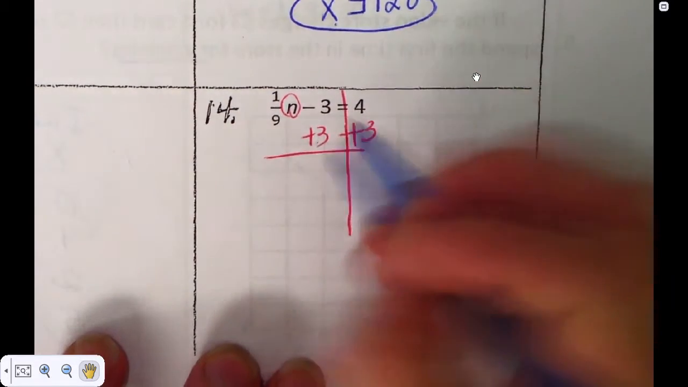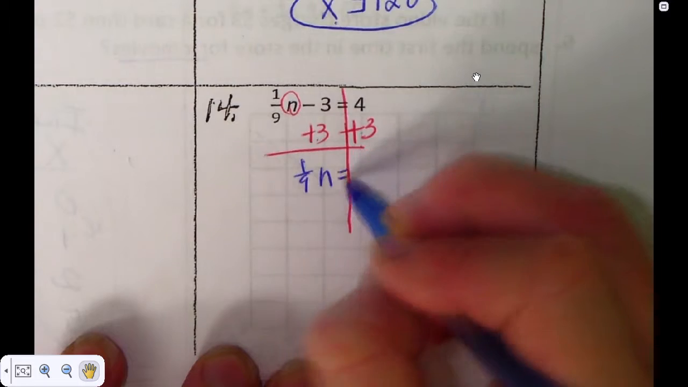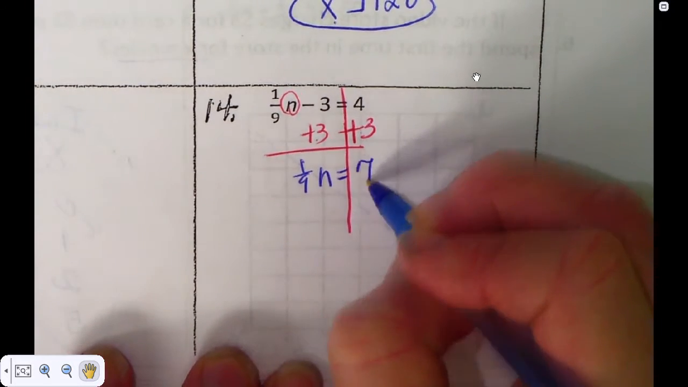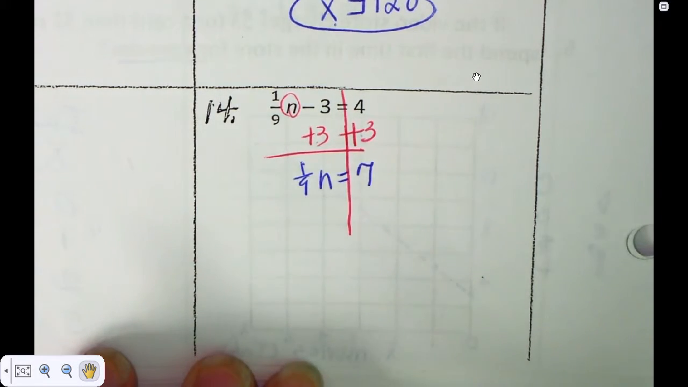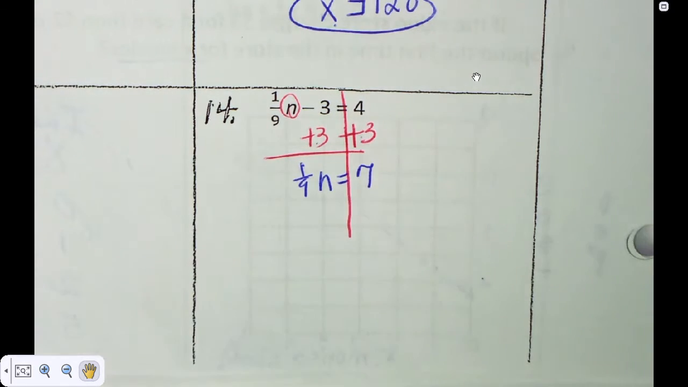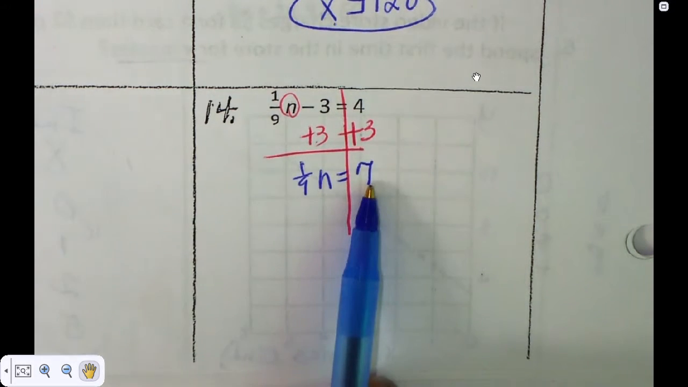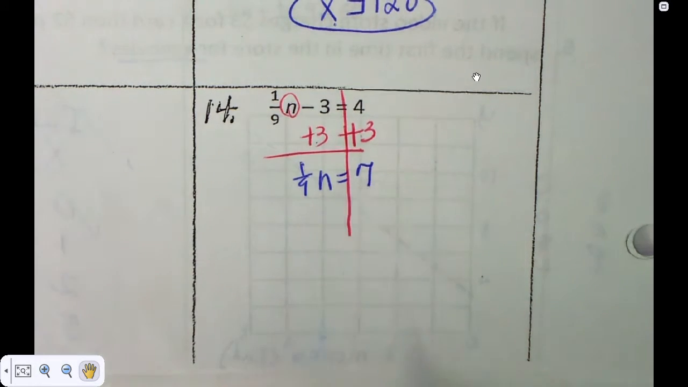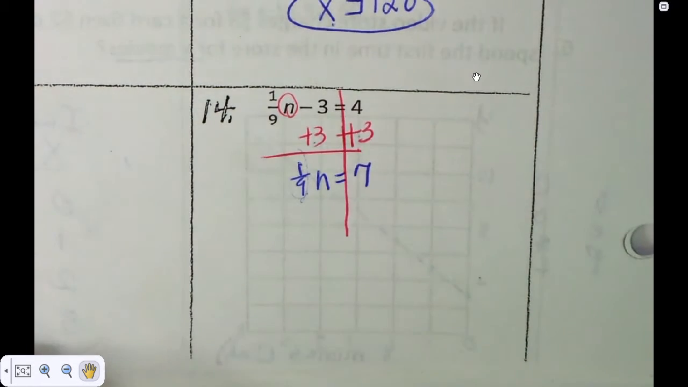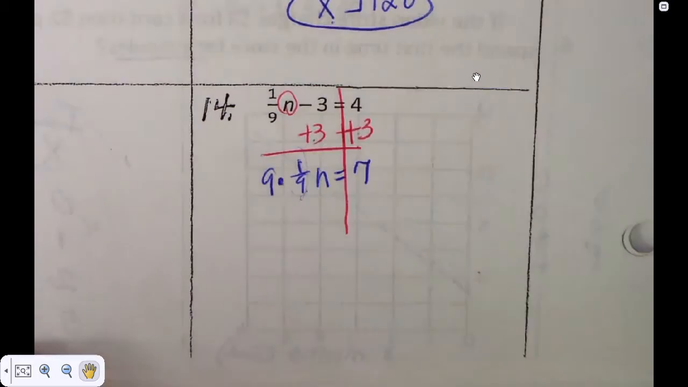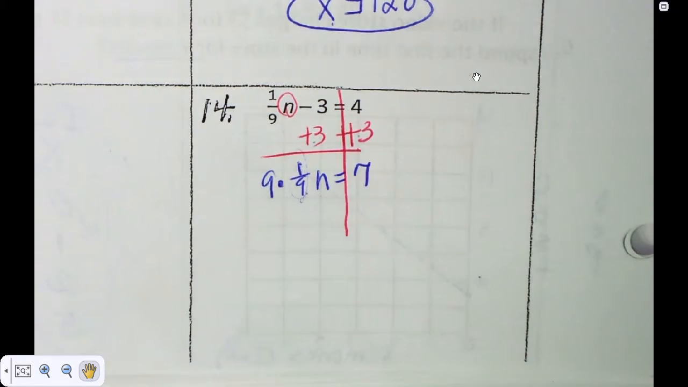Okay, now look at 14. We're going to add 3, so we get 1/9 n equals 7. I taught you a big word yesterday. Who remembers what it is? Coefficient. Which number is the coefficient? 1/9. That's the coefficient. So what's the reciprocal of 1/9? 9.